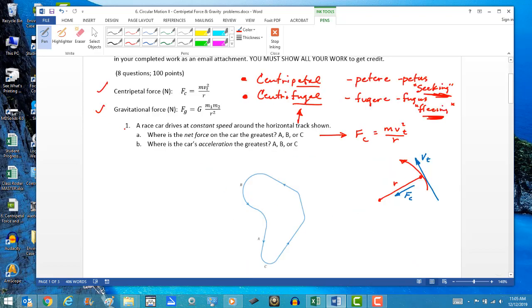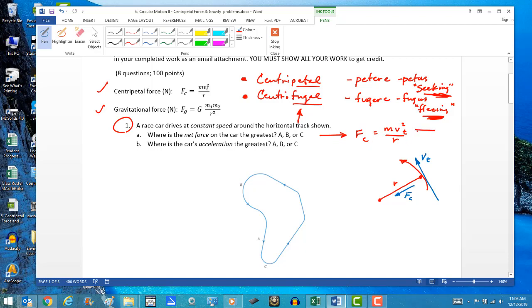problem. In problem 1, a race car is driving at a constant speed, let's say 100 miles an hour, around the horizontal track. So it's not slowing down at the corners, in other words. So let's say it's going 50 miles an hour. Where is the net force on the car the greatest? Well, the net force in that case would be centripetal force, F sub c, which is mv squared over r.